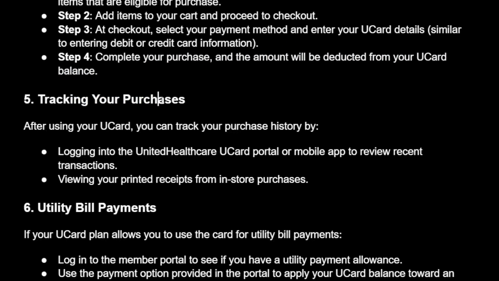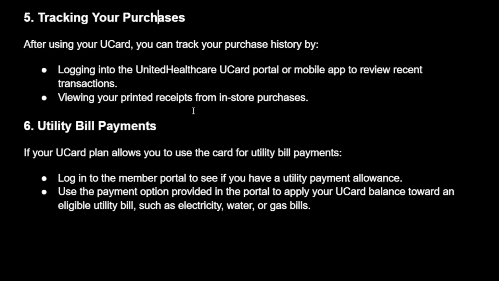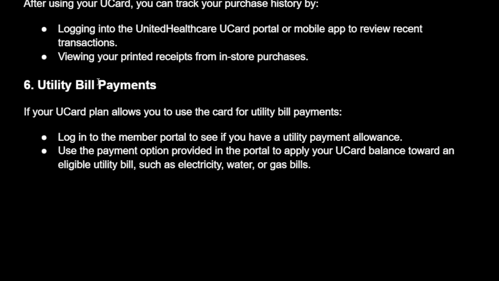You can track your purchases by logging into the portal, and if you want to pay your utility bills, you can log into the member portal to see if you have a utility payment allowance, and you can use the payment option provided in the portal to apply your UCard balance toward an eligible utility bill.